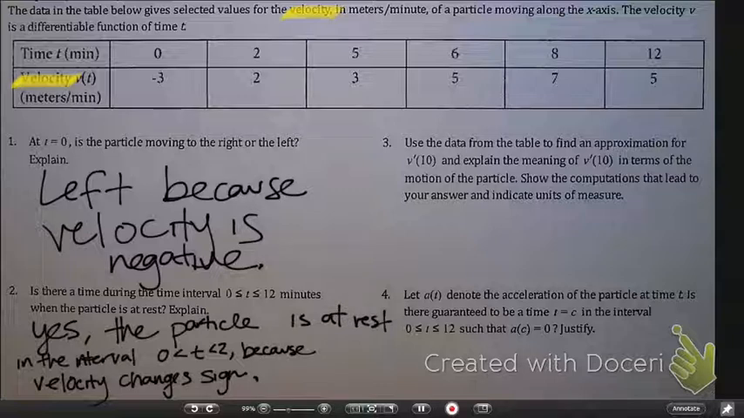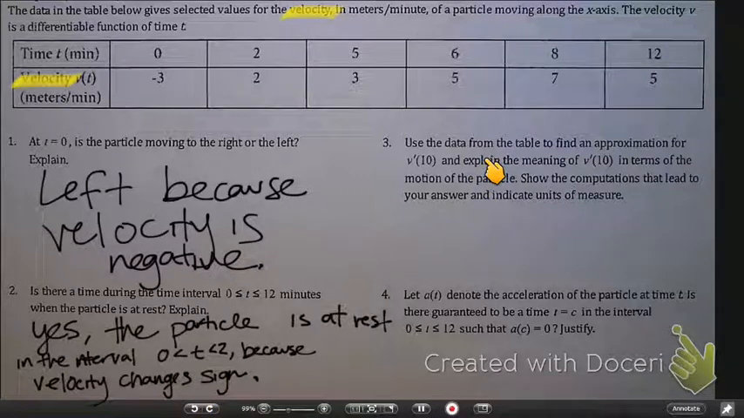Now, one of the things I want to make sure you guys do, always name your functions. So do not put because it changes sign. That's a very common mistake for people to say. They say because it changes sign. And I'm like, what's it? And then they're like, the velocity function. I say, why didn't you write that? And they're like, well, that's the only function they're giving us. Of course it's velocity. But that is not okay on the AP test. And it is not okay for your justifications in this class either. You need to specify which function you're talking about.